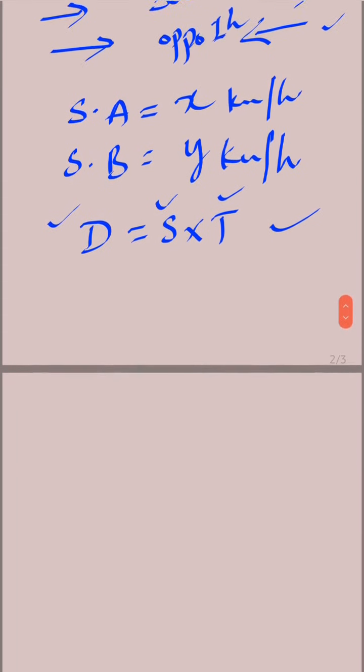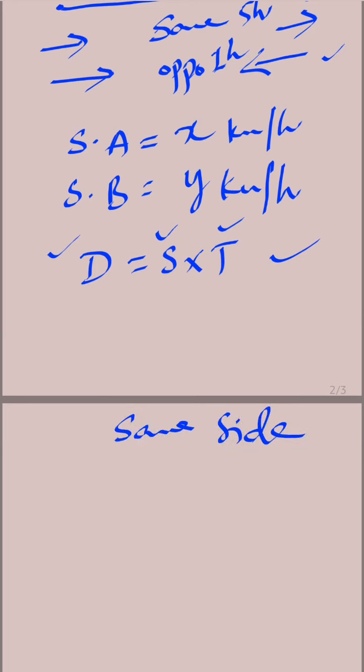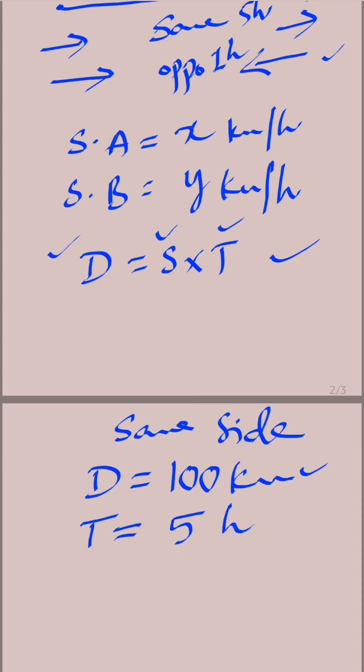First I'll do one thing. The first situation is if both are traveling in the same direction. The distance is normal: same side or opposite side, it is 100 kilometers only. Coming to time, if they are traveling the same side, they meet at 5 hours, so we got the time also. But coming to speed, we can't take it directly; we have to select the relative speed. That means both together, so how can we take it?